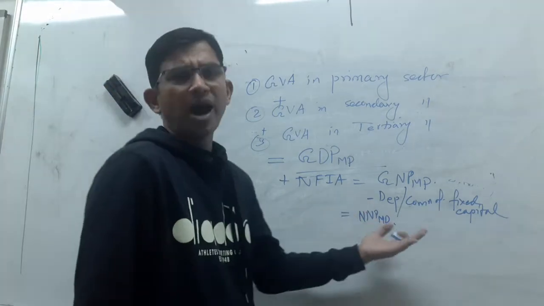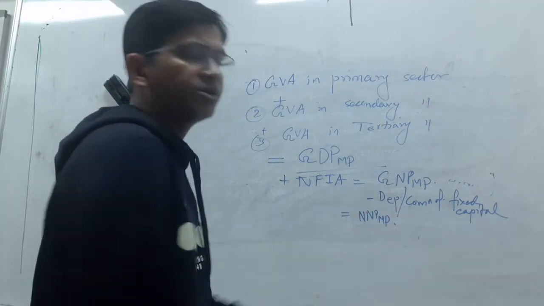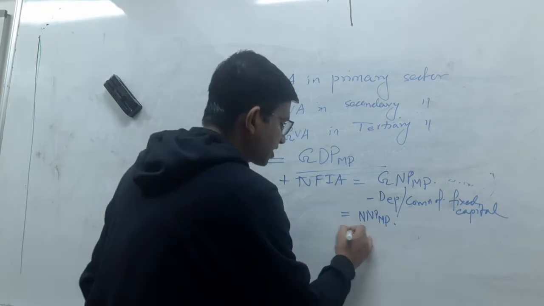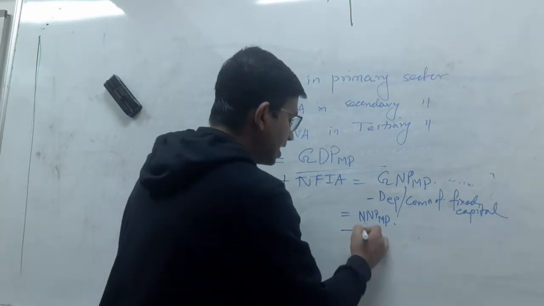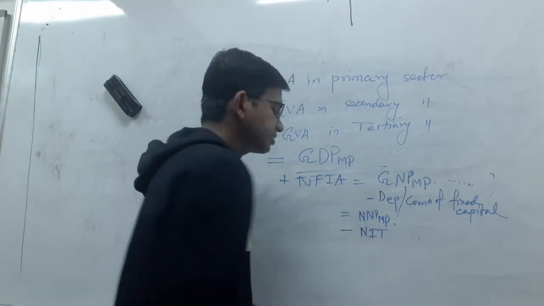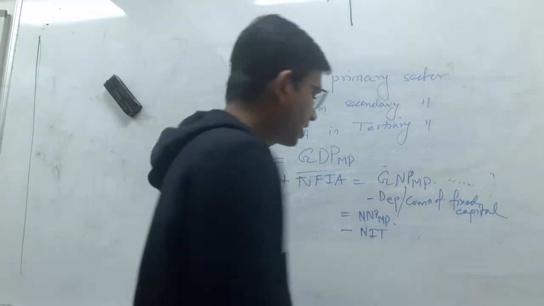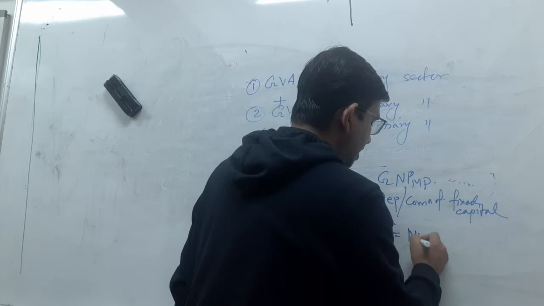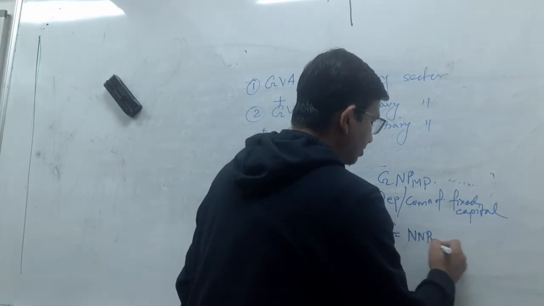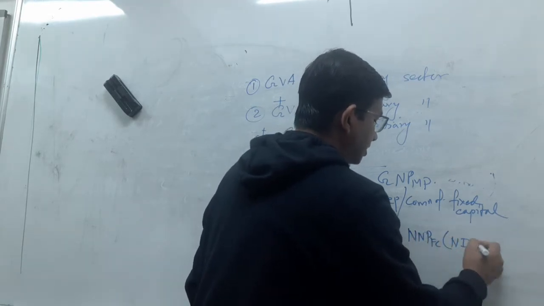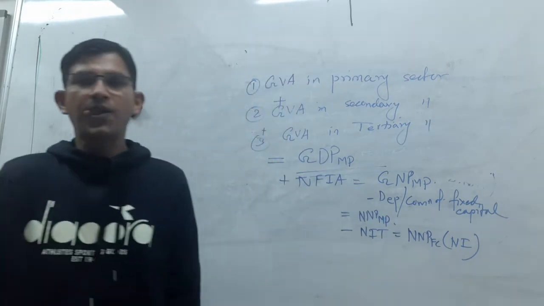And now at the last stage, what do we do? We have to subtract the net indirect taxes from the net national product at market price to get national income, or net national product at factor cost, which is known as national income.